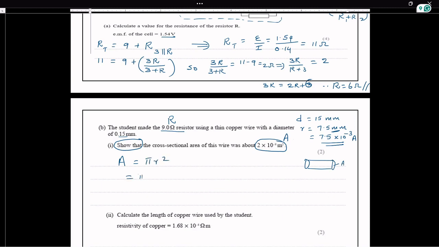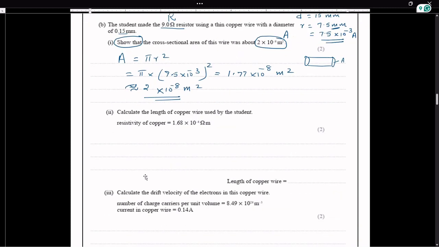On calculation it is giving an answer of 7.5 minus 3 the whole square. Make use of your calculation. And it is giving an answer of 2 times 10 to the power of negative 8 meter square. Actually, it is giving a number of 1.77 times 10 to the power of minus 8 meter square, which is approximately 2. So we are getting the answer. Now let us move on to the next part of the question.